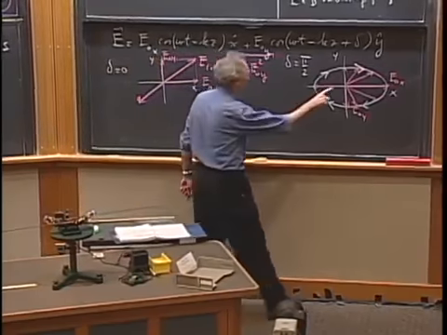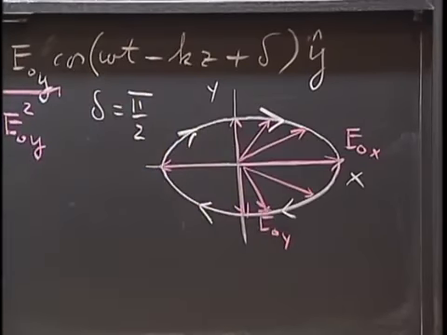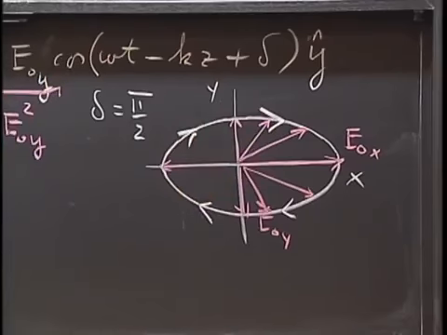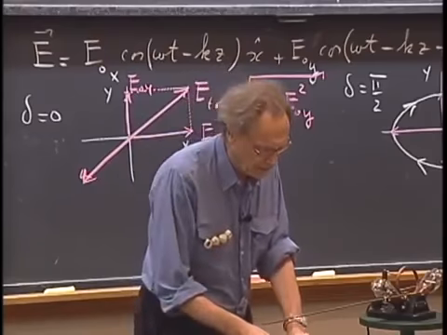If E0x is the same as E0y, then it's a circle. And then we call it circularly polarized radiation. In this case, it's going clockwise, but of course, if you make delta minus pi over 2, it will go counterclockwise.